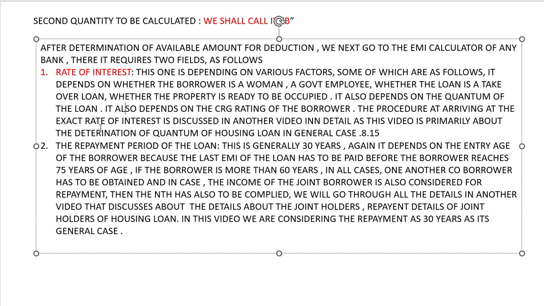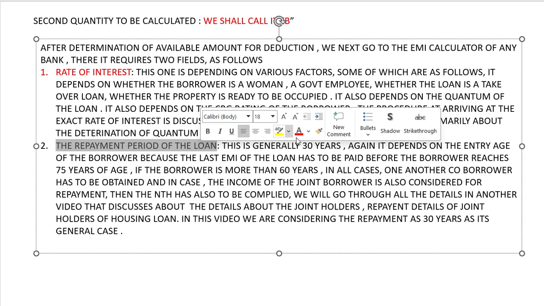So we'll put 8.15 in the rate of interest field, and after that we'll put the repayment period of the loan. The maximum repayment period of the loan that we can provide is 30 years for a housing loan in general case. But sometimes the repayment period of the loan may be less than that.